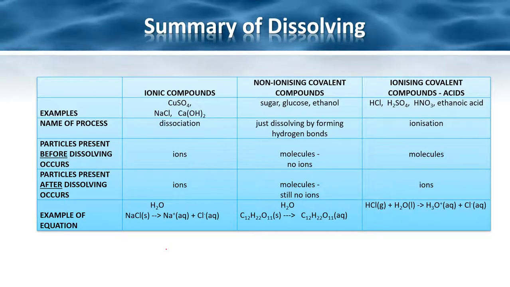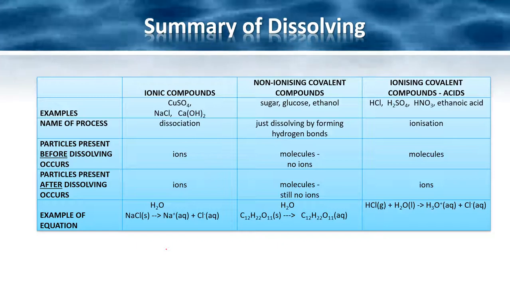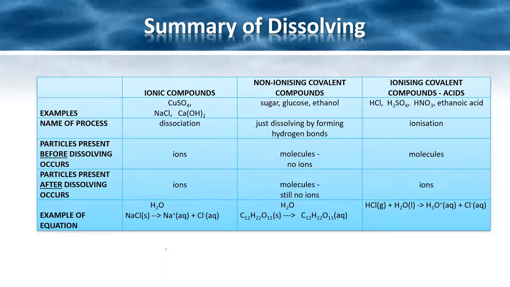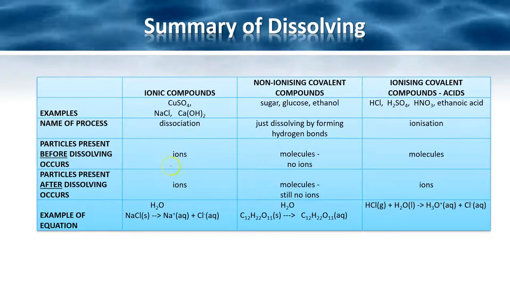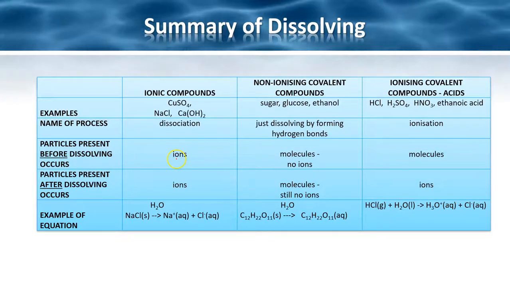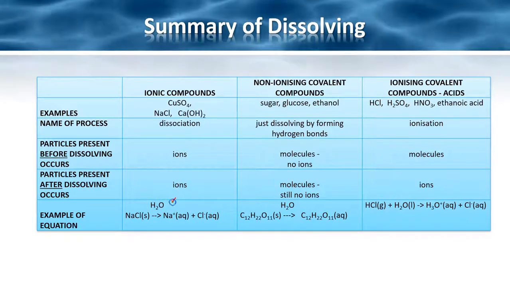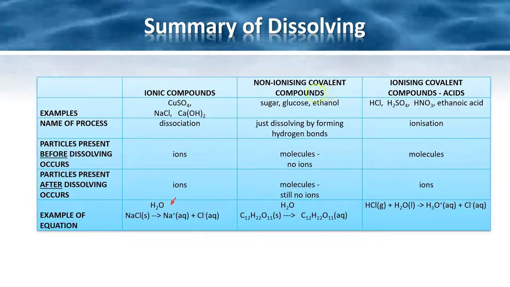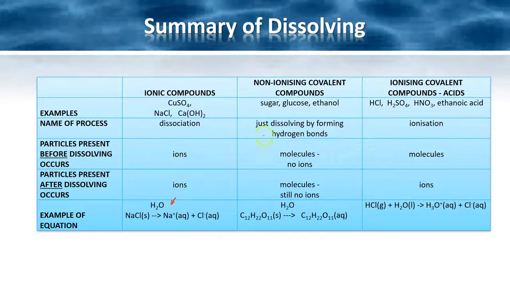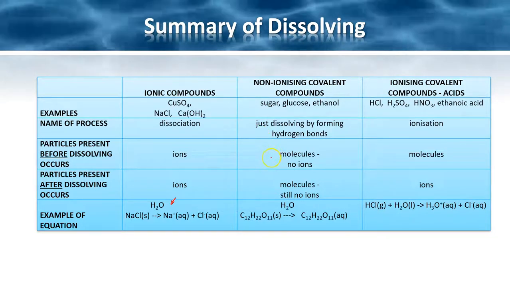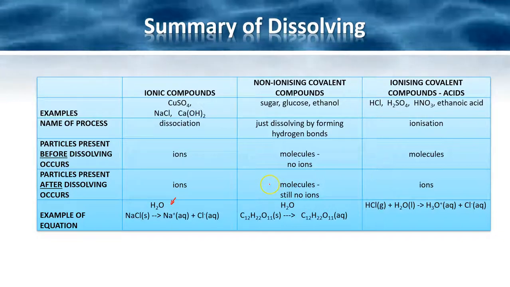So this is the summary of what happens in terms of dissolving. Okay, so we can have the dissolving of ionic compounds. This process is referred to as dissociation. Okay, the particles present before dissolving are ions, the particles present after dissolving are ions, and we put the water above the arrow. Non-ionizing covalent compounds, so these are ones that form hydrogen bonds with water. We have molecules but no ions, and we have molecules after, still no ions.